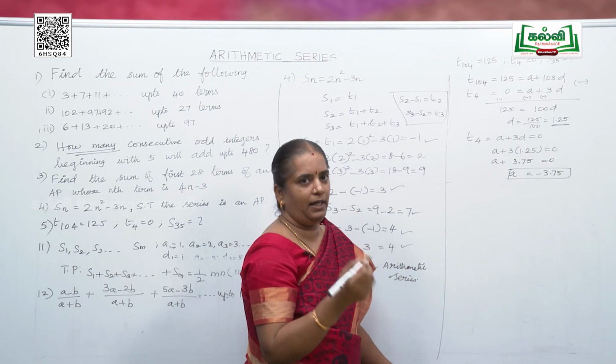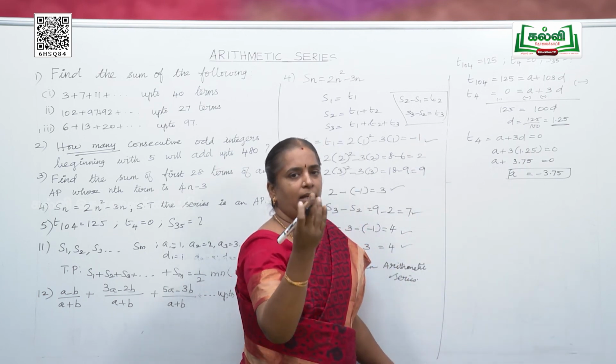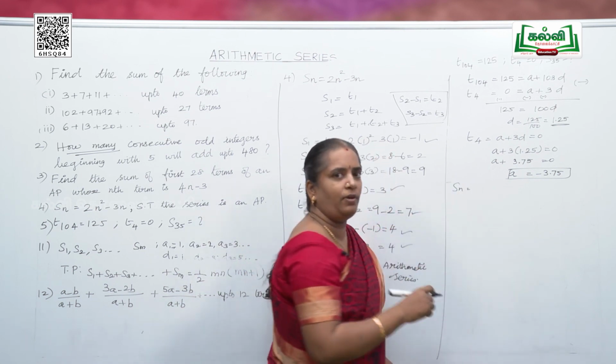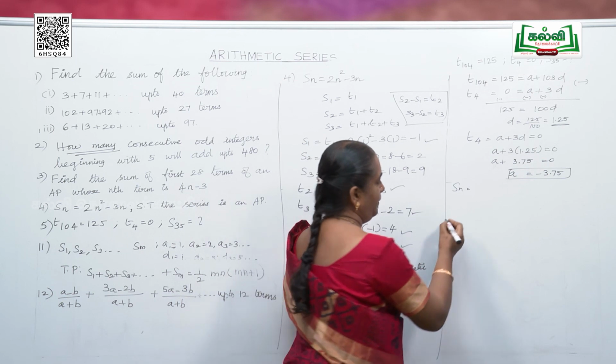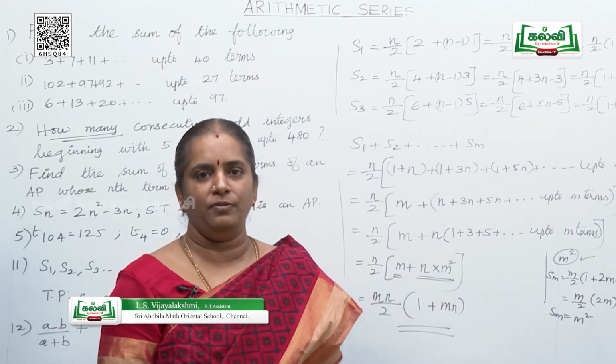We have A and D. Find Sn now using N is there, A is there, D is there. You are going to use the formula Sn is equal to, using the formula you are going to find it and give me tomorrow. Okay, so I have given you some sums for practice.